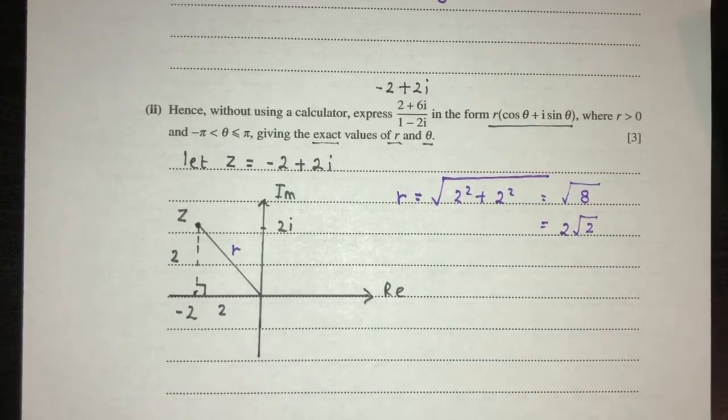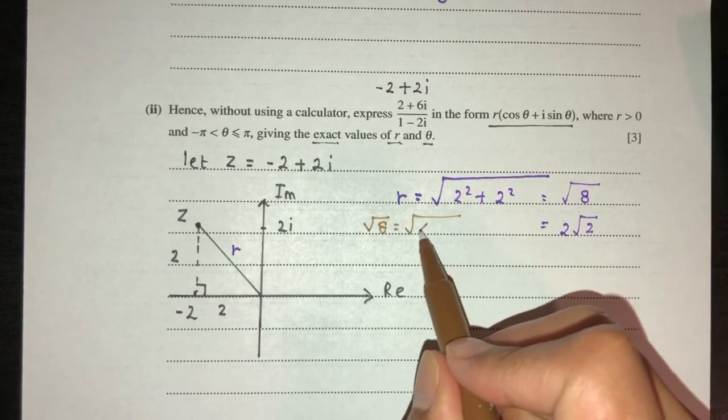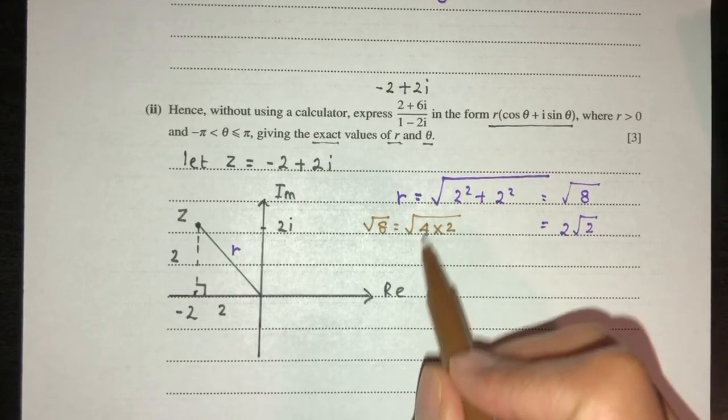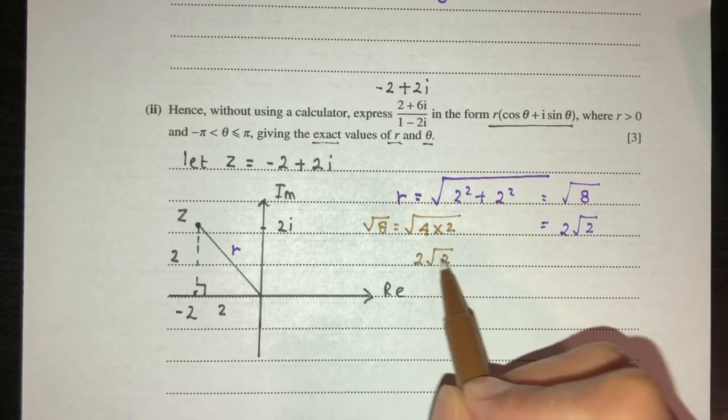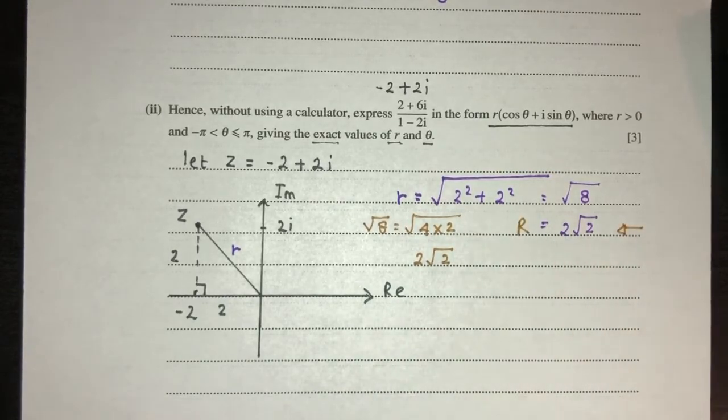Just to explain, how is that possible? Root of 8 is also equal to root of 4 times 2. Now root of 4 is 2, and then root of 2. So that's why you get this answer for your value of r. That is the exact value.